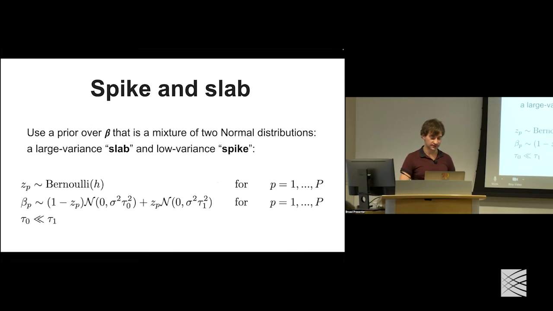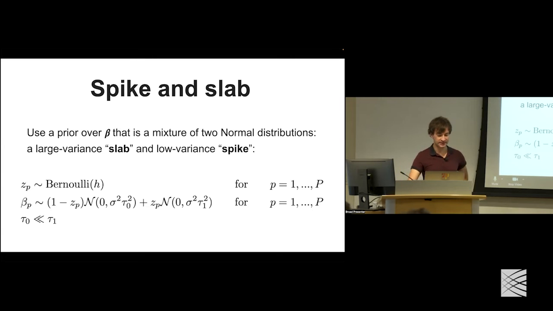So now let me quickly discuss two Bayesian approaches. One is called the spike and slab. And so here we're going to put a prior over the coefficients beta that is a mixture of two normal distributions. One is a large variance slab and one is a low variance spike. And in a lot of ways, if you look at this model, it looks pretty similar to Bayesian variable selection. We're introducing capital P many Bernoulli latent variables Z, which are in many ways similar to the gammas I introduced in Bayesian variable selection.